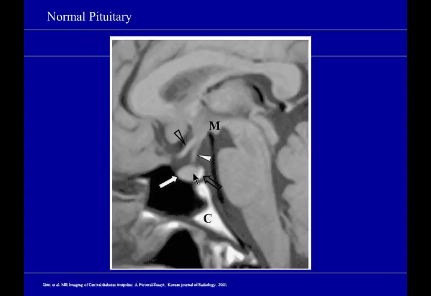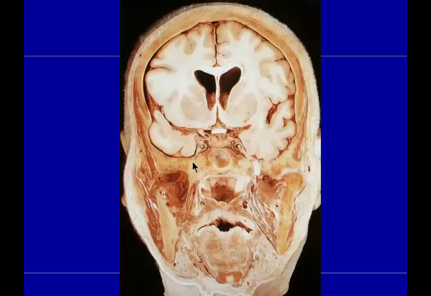But here we see on a sagittal section of an MRI the sphenoid sinus, the stalk, the anterior pituitary, and the posterior pituitary, which shows up on MRI as small and also as a very hyperintense structure. This is the optic tract, so you can see that we're near vital structures in the brain when we talk about the pituitary.